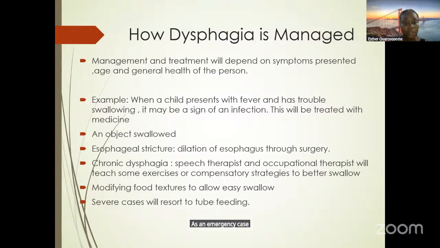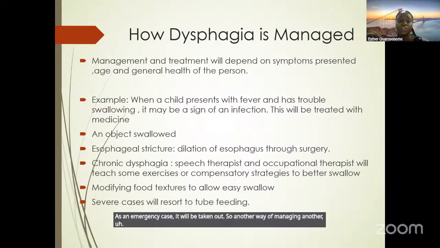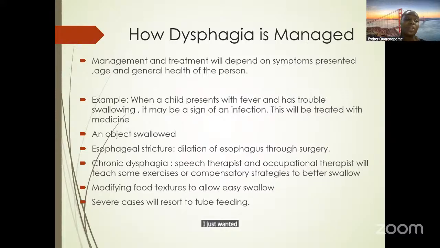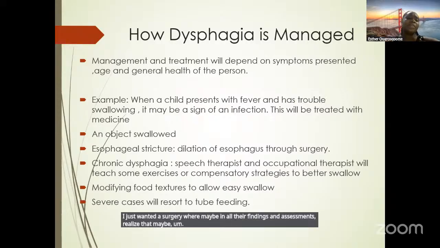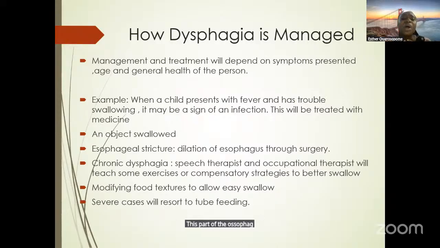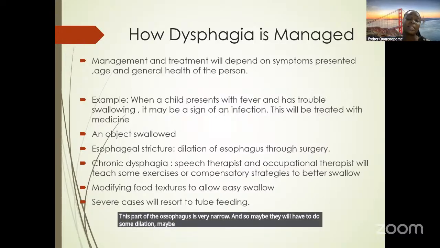And when something like this happens, the children will be under anesthesia, and as an emergency case, it will be taken out. Another way of managing esophageal stricture, like I said, is surgery, where in all their findings and assessment they realize that this part of the esophagus is very narrow, and so they may have to do some dilation, opening it up a little, and this is done through surgery. So this is another means of managing dysphagia.